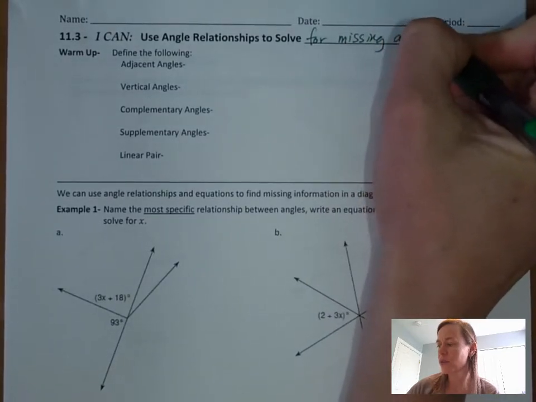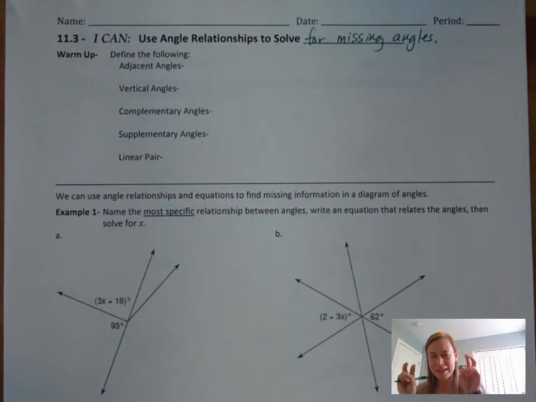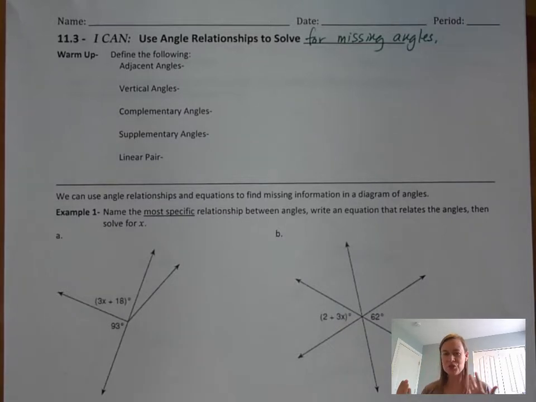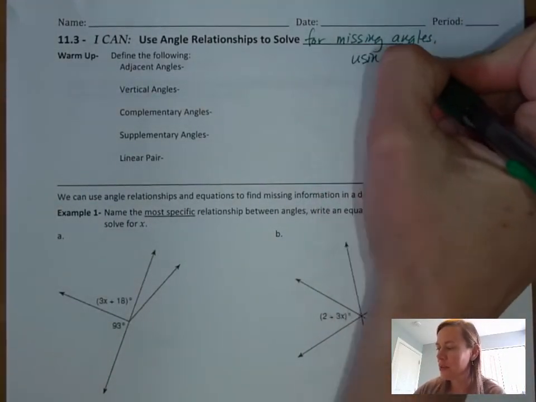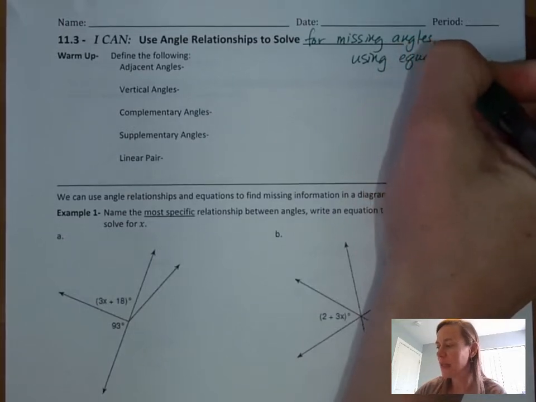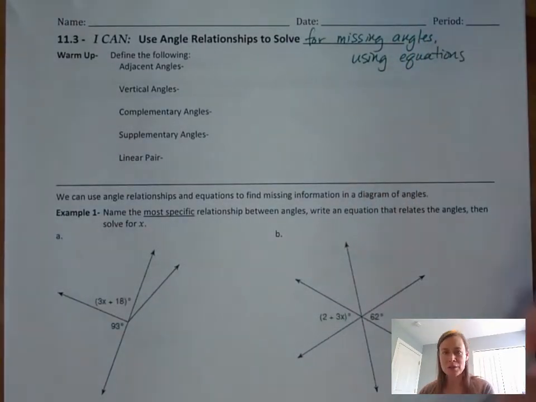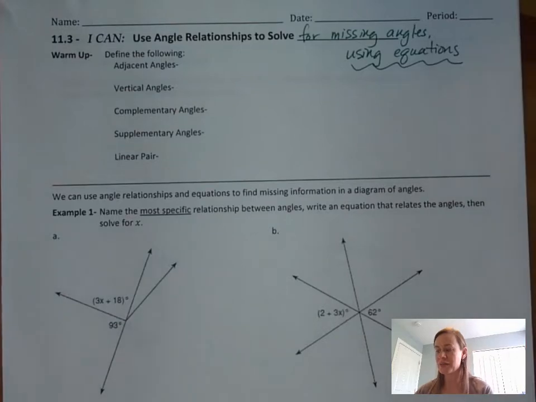Now when we're solving for missing angles, what does that mean? We're just trying to find the measurement of angles, like when it's marked with a B or an X or something and we don't know what they are. That's what it means to solve for a missing angle. And how are we going to do that? Might as well make a little note here. We're going to do it using equations. So we're going to be making our own equations and using those to solve for those missing angles.